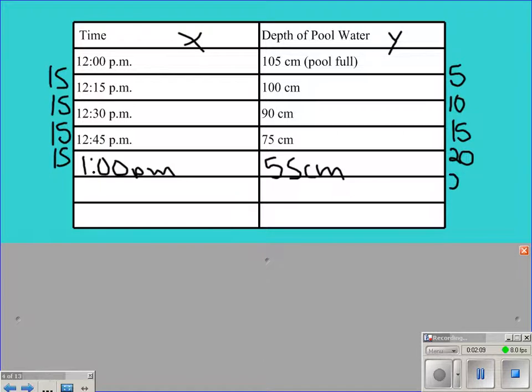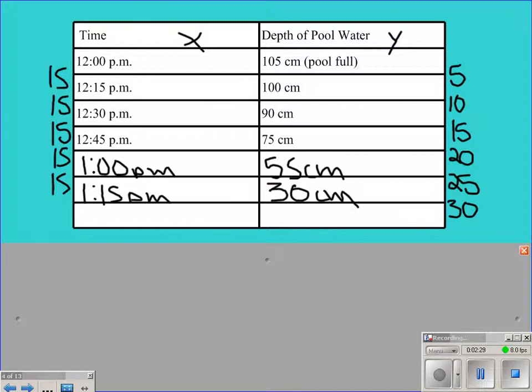Add 5 more centimeters of water to get to 25. Subtract 25 and 55. That gets you to 30 centimeters. Add 15 more minutes to 1 o'clock. You're now at 1:15. Add 5 more centimeters to get to 30.